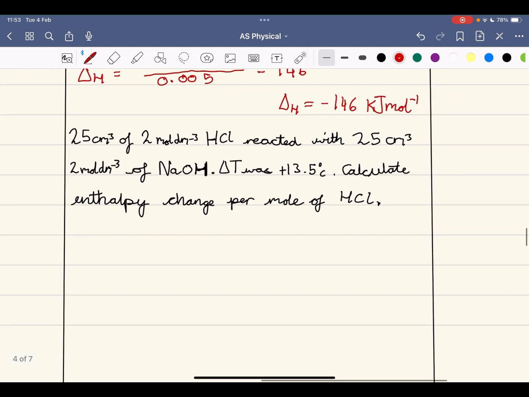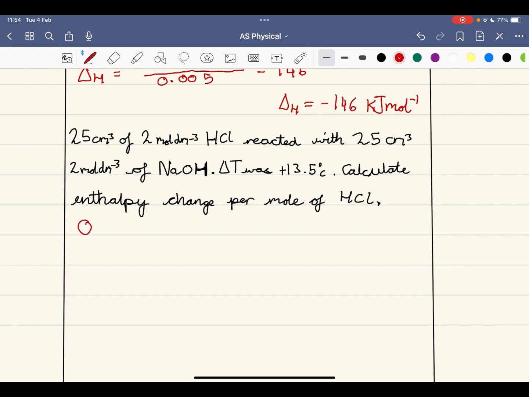And here we've got another example. 25 cm³ of 2 mol/dm³ hydrochloric acid reacts with 25 cm³ of 2 mol/dm³ sodium hydroxide. The temperature increase was 13.5 degrees. Calculate the enthalpy change per mole of hydrochloric acid.